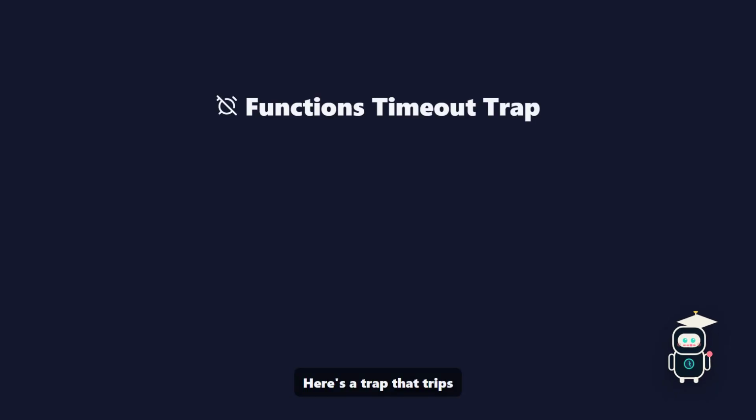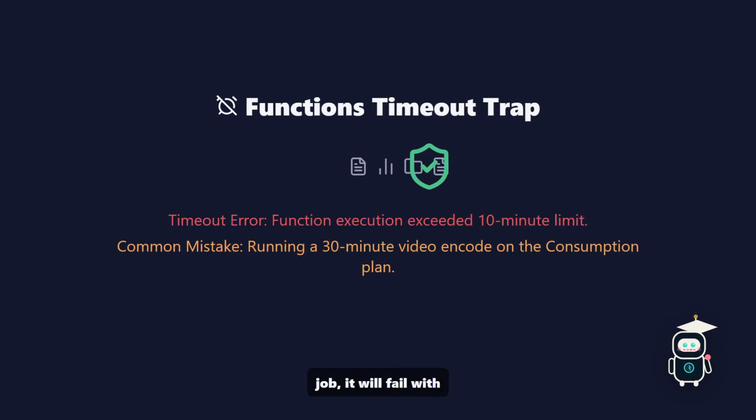Here's a trap that trips up beginners. The Consumption plan has a hard timeout of 10 minutes. If you try to run a 30-minute batch job, it will fail with a timeout error.